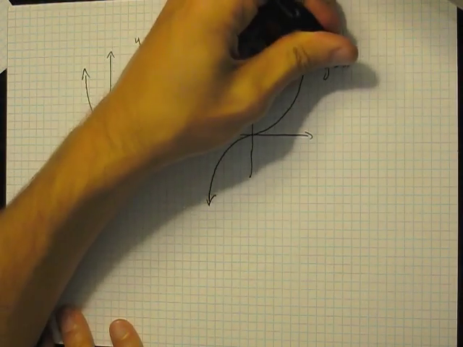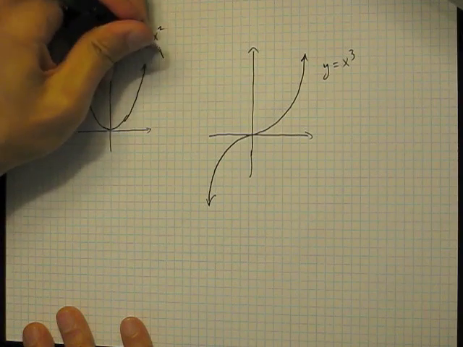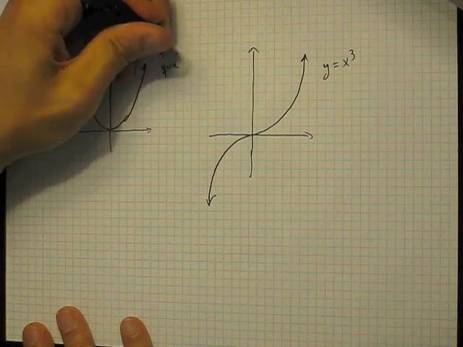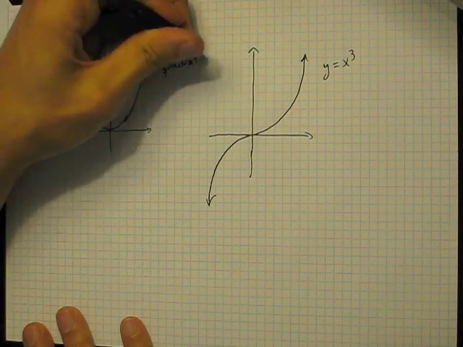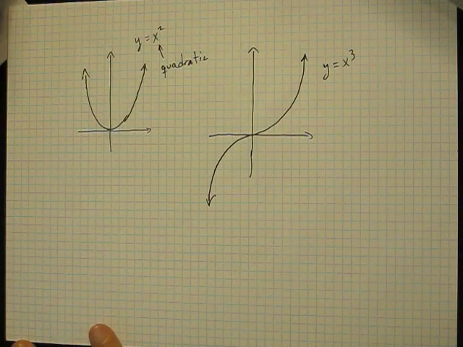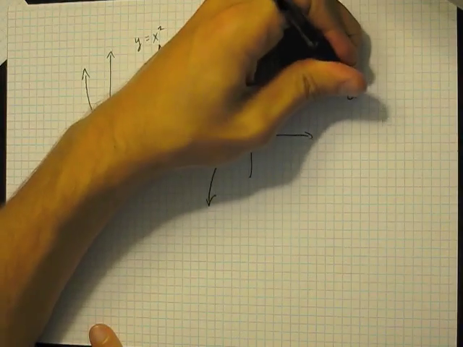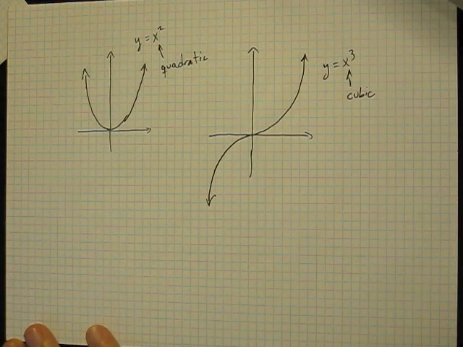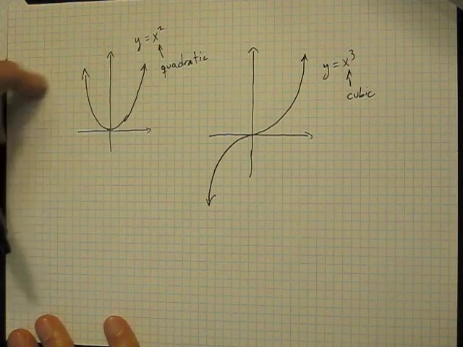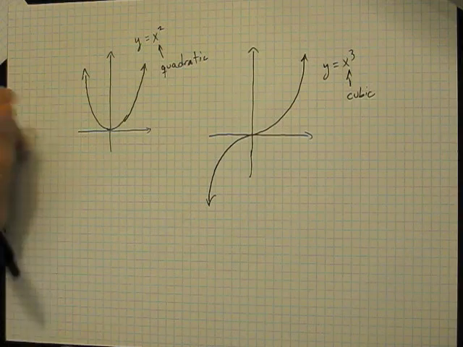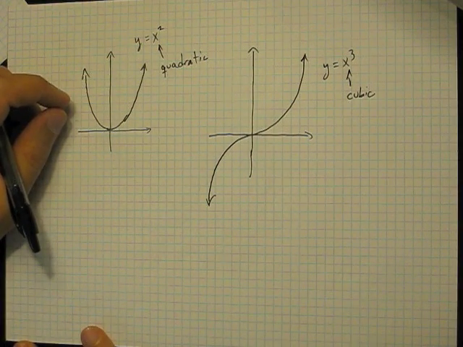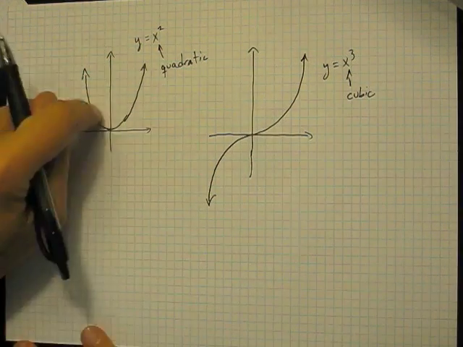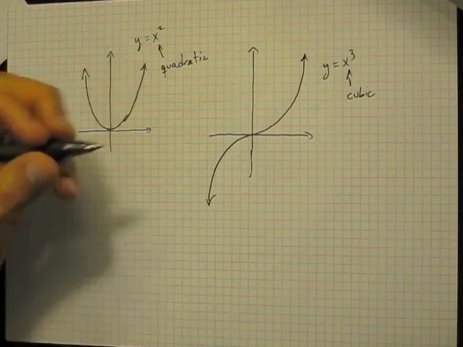So this is y equals x cubed. These are called, I think somebody said this in class last time, quadratic polynomials, and these here are called cubic. Now, any other function that's a power of x will look kind of like one of these two, depending on whether it's odd or even.